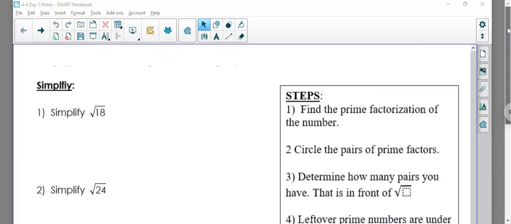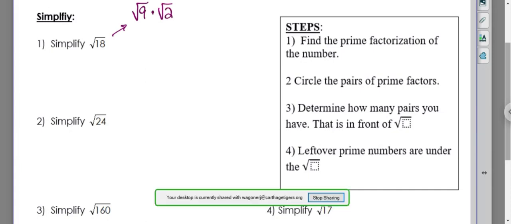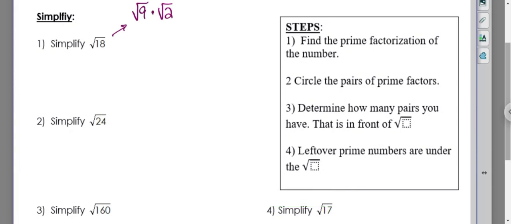All right, so when we're looking at simplifying radicals, one of the ways you may have seen this done is break 18 up into the square root of 9 times the square root of 2. So one number that you can take the square root of, and the other number you can't. So then the square root of 9 becomes 3 times the square root of 2, and there's your answer.